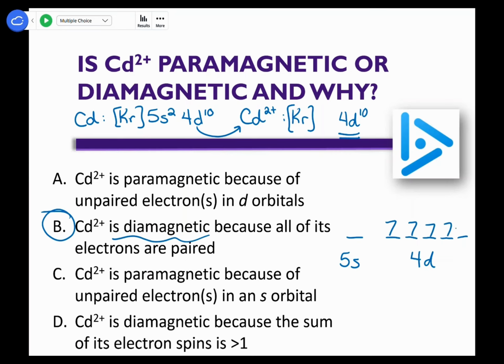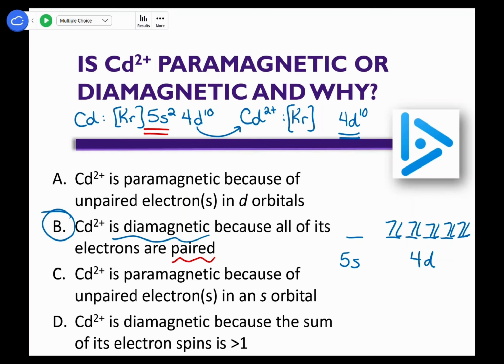That means it has 10 electrons in the 4d orbitals. Remember, when something becomes a cation, it loses electrons in its highest energy atomic orbitals. Those are the 5s electrons that are removed, which means we keep all 10 4d electrons. They're all paired. Therefore, cadmium 2+ is diamagnetic, and it is not attracted to a magnet. Okay, so that's our little bunny trail comparing this to atomic orbitals.